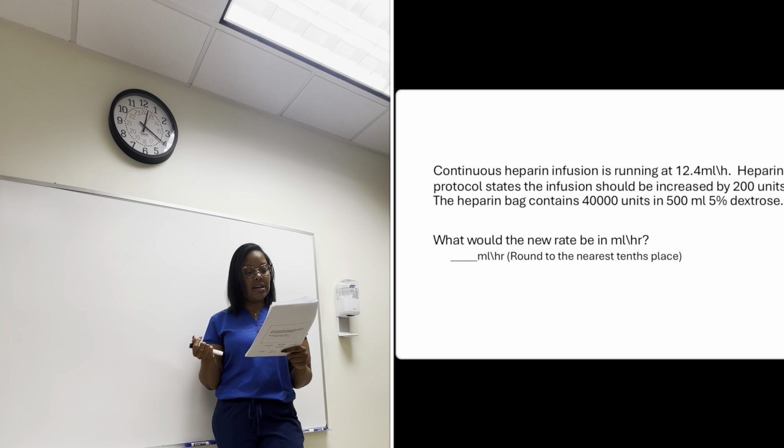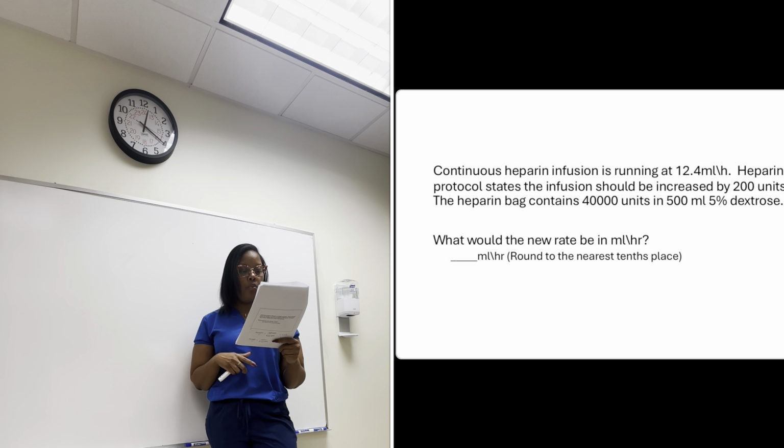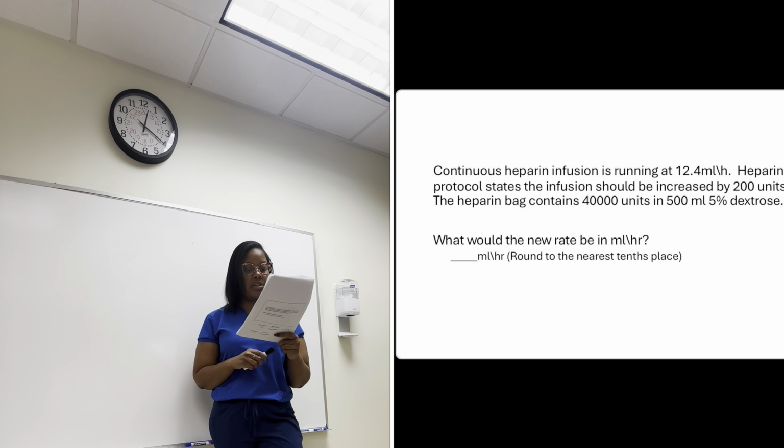The continuous heparin infusion is running at 13.6 mLs per hour. The heparin protocol states that the infusion should decrease by 200 units per hour. The heparin bag contains 10,000 units in 500 mLs of 5% dextrose. What would the new rate be in mLs per hour?